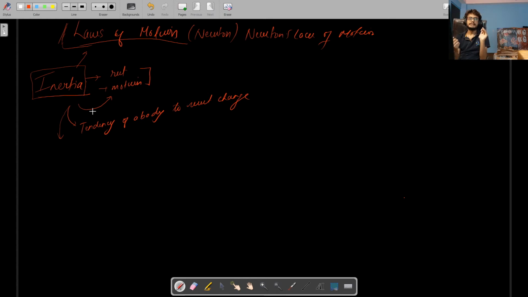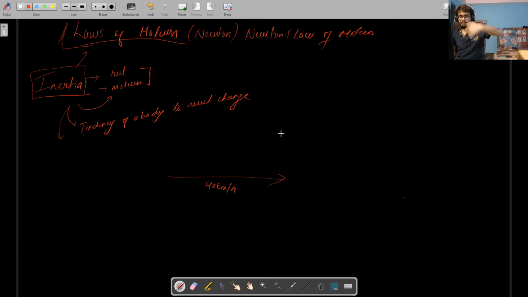Like for example, a car is moving at 40 kilometers per hour, and suddenly the driver applies a hard brake. The driver sees some big truck coming in front of him. He didn't notice the truck from 2-3 seconds ago, he just saw it right in front of him. So out of panic, he hard presses the brake. The car which was moving at 40 kilometers per hour will come to a standstill.